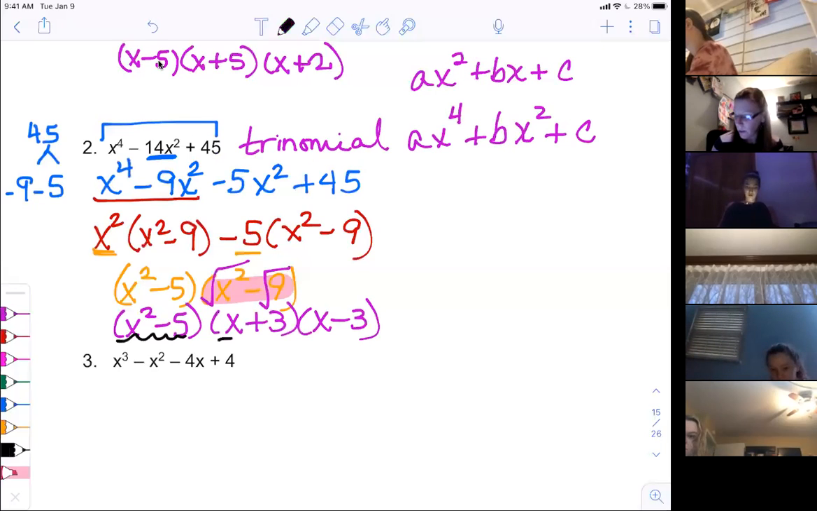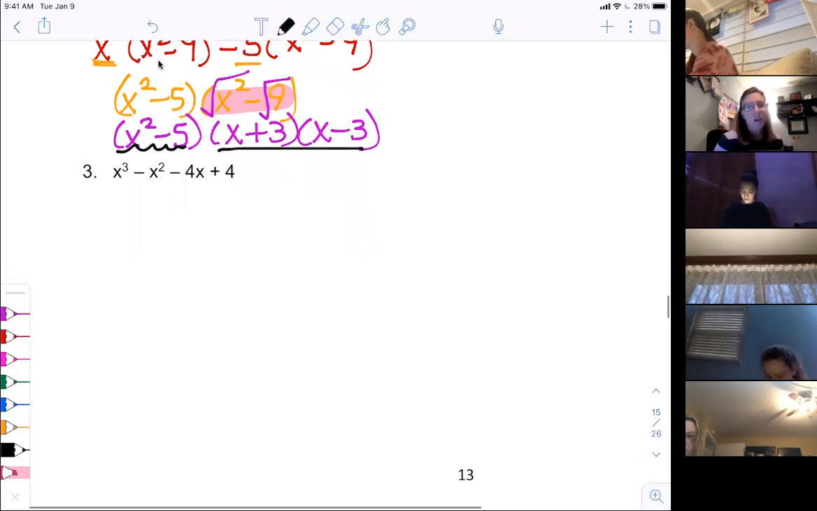But we could break down the second into x plus 3, x minus 3. All right, the last one on this page. If you haven't started this, I'm going to just kind of work through it. See if you can work through it as well. This one has 4 terms, so I can pair or group things together.